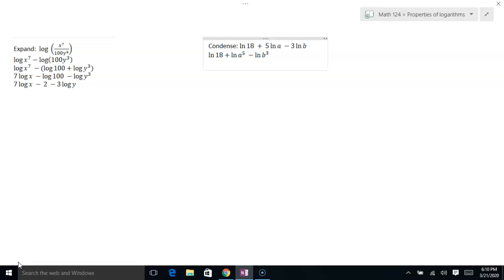The first two expressions are positive. Pretty much anything that's positive is going to go in the numerator. Anything that's negative is going to go in the denominator. So I'm ready to write one single natural log. Natural log of my 18 will be on top, a to the 5th, also on top, b to the 3rd, that's negative, so it's going to go in the denominator. One single log of one expression.